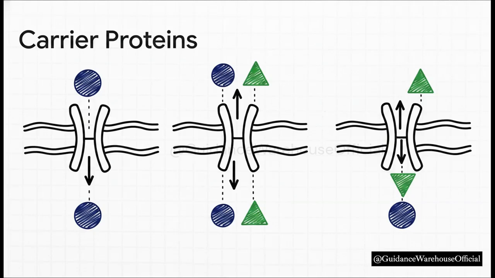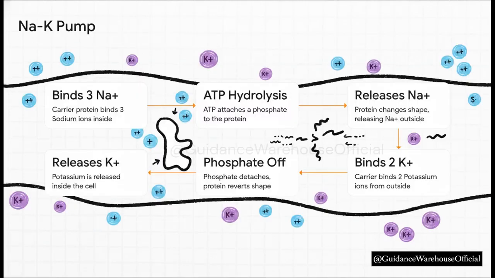A uniporter carries one specific ion or molecule in one direction. A symporter carries two different substances but moves them both in the exact same direction. And an antiporter carries two different substances but moves them in opposite directions. Let's walk through the absolute most famous antiporter pump of them all, the sodium-potassium pump. This is your classic example of primary active transport.